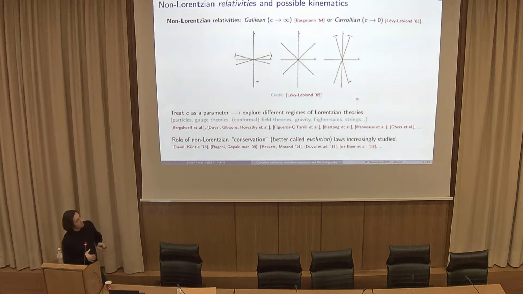But in the opposite regime, your light cone closes, and therefore the locality issues become a bit more subtle. So one way to think about this is that you have c, the speed of light, or the effective speed of light of your system, as a parameter, and you're going to move, let's say, in your parameter space to explore different regimes of Lorentzian theory. And this has been done in many, many examples by now.